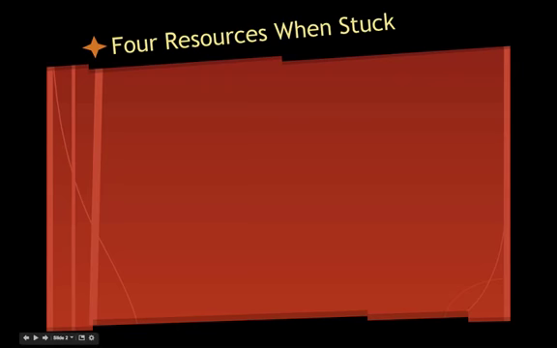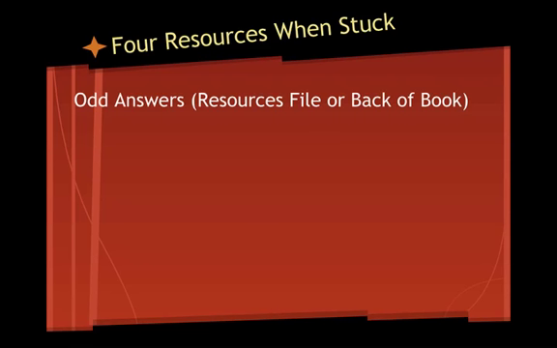There are 4 resources to help you when you're stuck. The first one is the odd answers. If you're using the electronic book, this would be found in the resources file, or if you're using a physical textbook, this would be in the back of the book. They're the pages that have green on the edge.